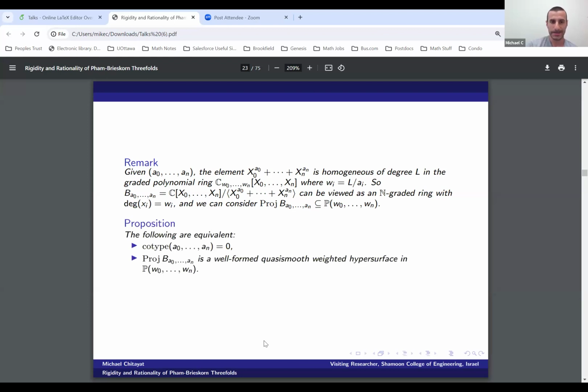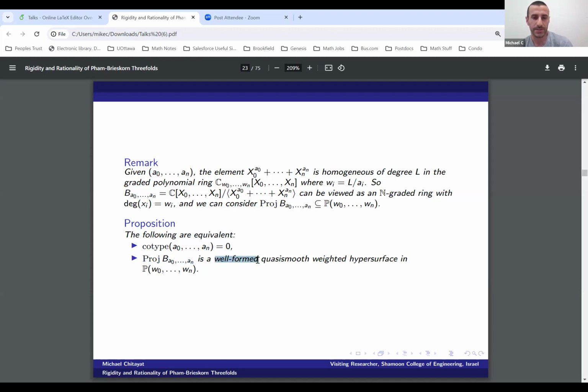And proposition, the following are equivalent. So the cotype is 0 if and only if the proj of this graded ring is a well-formed quasi-smooth weighted hypersurface in weighted projective space. So for those of you who haven't seen quasi-smooth, well-formed weighted hypersurfaces before, I'll just tell you quickly what this means. The proj of a graded ring is quasi-smooth if the only singular point of the spec of B, A0 up to AN, can be at the origin. So if it's non-singular everywhere but the origin, then we say that proj of this is quasi-smooth.